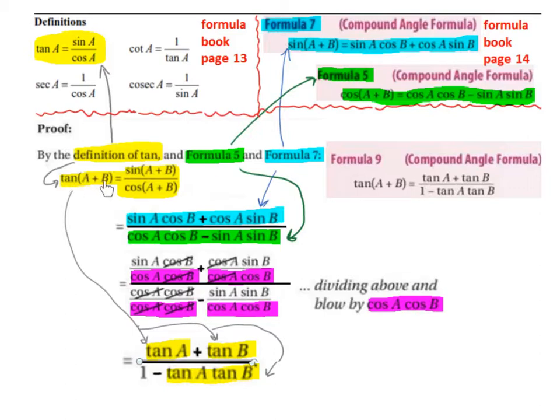So ultimately tan of A plus B is equal to tan of A plus tan of B divided by 1 minus tan of A tan of B, and that is formula 9 in our compound angle formulae.